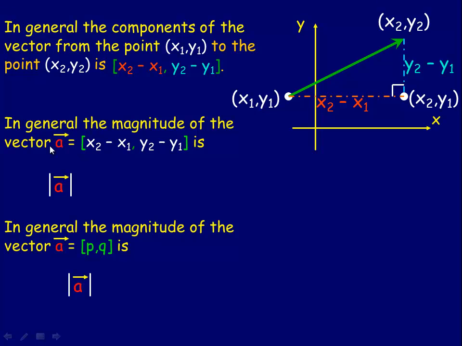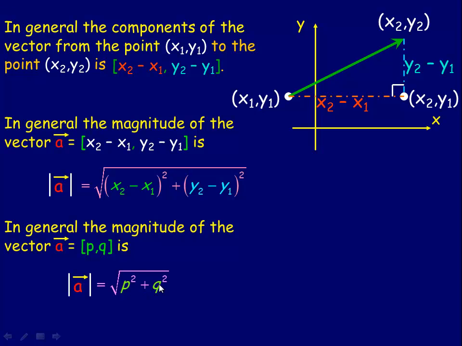In general, the magnitude of the vector x2 minus x1, y2 minus y1 is the root of the x component squared plus the y component squared. And again, that's really just Pythagoras' theorem. Now, we don't normally write components in terms of two different numbers subtracted, so we would normally call it the vector pq, and so it's just the root of p squared plus q squared. The x component squared plus the y component squared, take the square root.